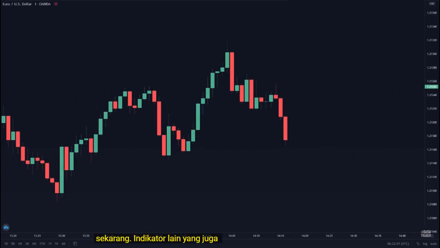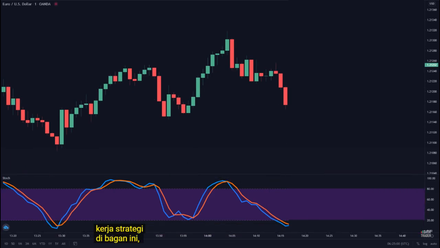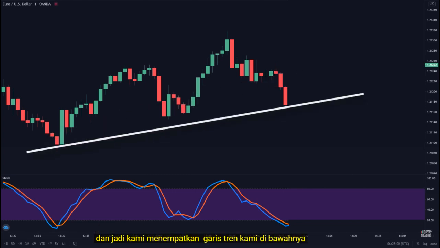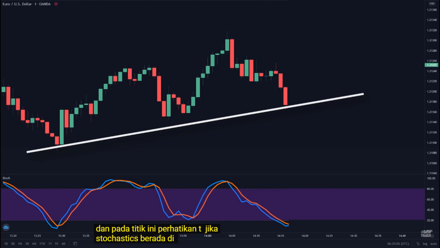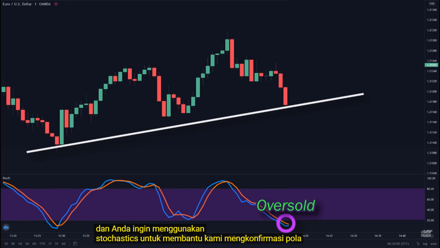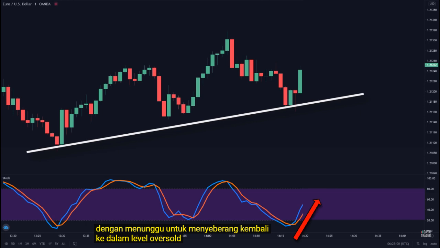Now, another indicator that can also help you confirm a continuation pattern is the stochastics. Here's how the strategy works. In this chart, we spotted a current uptrend and so we place our trend line below it. Now, as we look at the current price, we spotted a possible continuation pattern as price hits the trend line. And at this point, notice that the stochastics is at the oversold level. And so you want to utilize the stochastics to help us confirm the continuation pattern by waiting for it to cross back inside the oversold level. Once the pattern is confirmed, you take a buy position.